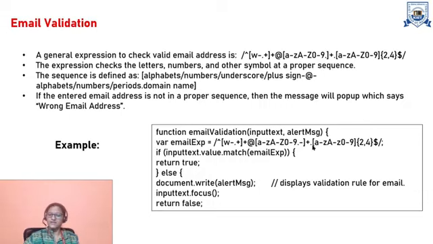Finally, the last dot must be followed by A to Z in small or capital letters, and after that the numbers from 0 to 9. And it has given a minimum requirement that after the dot, this A to Z, either small or capital, or numbers, must be minimum two characters after this dot, and a maximum of four can be there. So this is the sequence of the email validation.